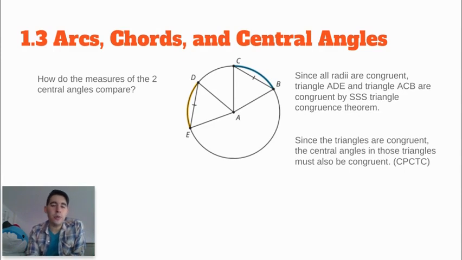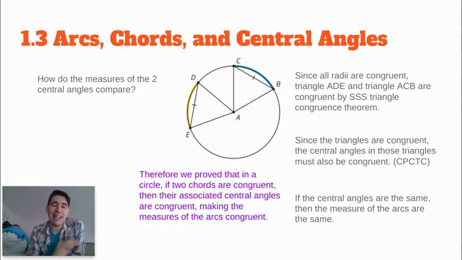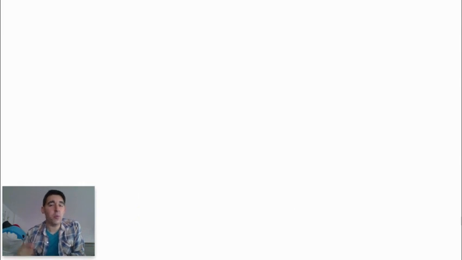So since these two central angles have to be the same, that means the measures of those arcs must be the same. The orange arc and the blue arc have the same measure. Therefore, anytime in a circle, if you have two chords that are the same length, if they are congruent chords, then they have to cut off the same measure arc. And that's proof. Now, we just have one more thing to do before we wrap up this lesson.